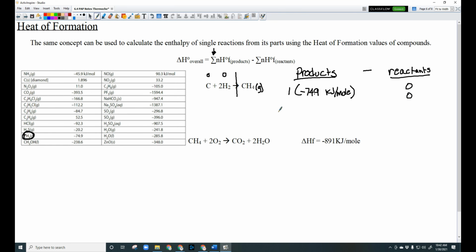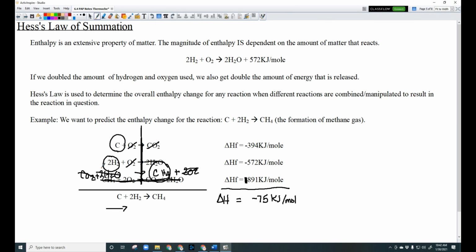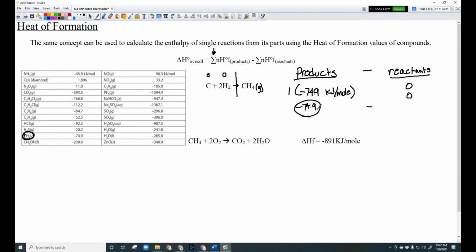Okay, so here's what we have. Negative 74.9 kilojoules per mole minus 0 is negative 74.9 kilojoules per mole. Now, if we look back, Hess's law of summation told us that it's a negative 75 kilojoules per mole. Okay, so 74.9 rounds off to 75. So we get the same answer using 2 different methods.